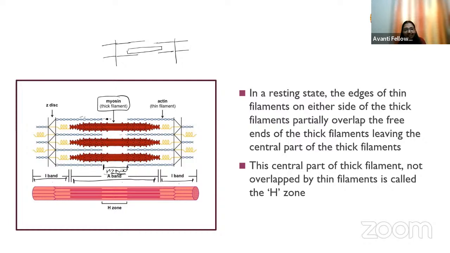These thin filaments start sliding over the thick filament, and it leads to the contraction of the muscle. So please remember that the length of the myosin or the thick filament remains as it is. It is the length of the I band which is reducing. The length of the A band or the myosin will remain as it is, and the length of the I band or the actin filament starts decreasing because they are pulling inward.